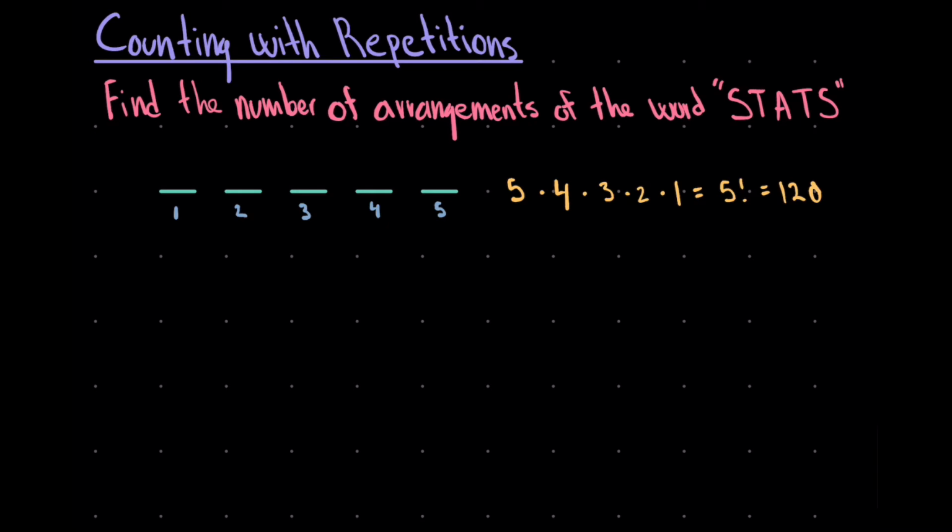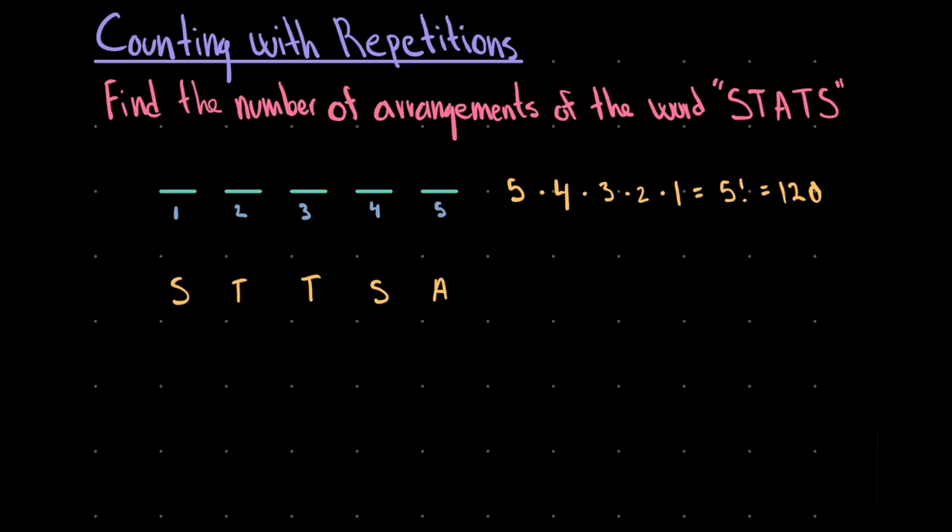However, we have the case that we have 2 S's and 2 T's. And so out of this 120, we're going to see a few duplicates. If you're not convinced, let me show you an example. Suppose we want to build one of our 120 arrangements of the word stats. Let's do it like this. Say the first S goes into the 4th spot. The first T goes into the 3rd spot. The A goes into the 5th spot. The second T goes into the 2nd spot. And the last S goes into the 1st spot.